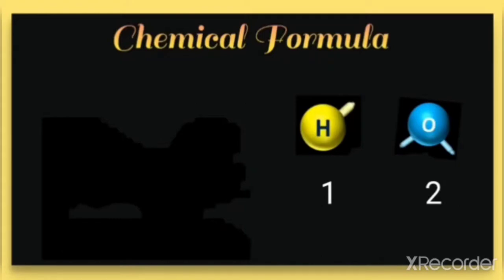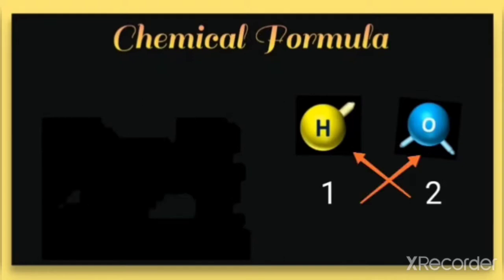Now let us make the formula. How do we make the formula? The valency of H is 1, the valency of oxygen is 2. For making a formula, you have to use the crisscross method. What is crisscross? Just make a cross like this. Now when you make the cross, what you get is the formula for this combination, that is H.